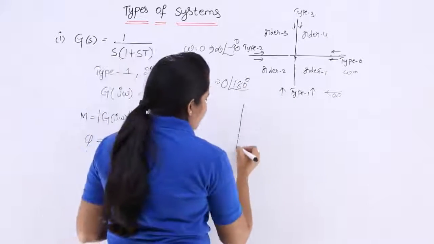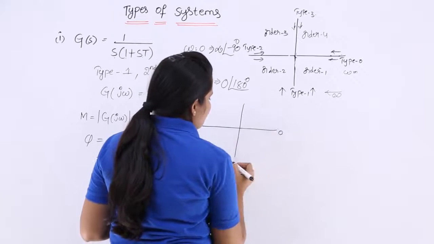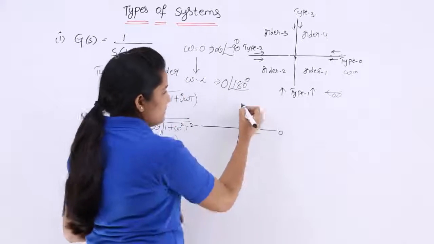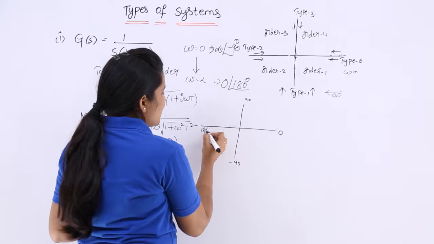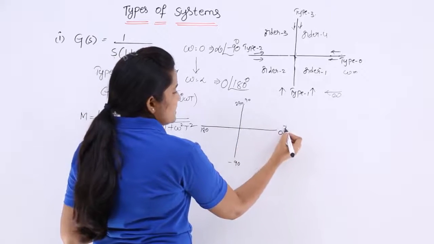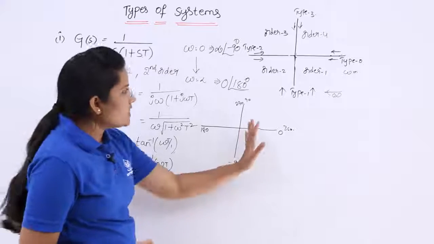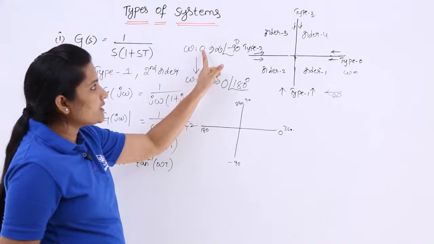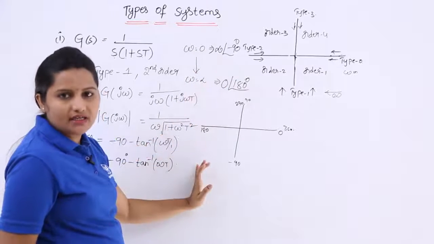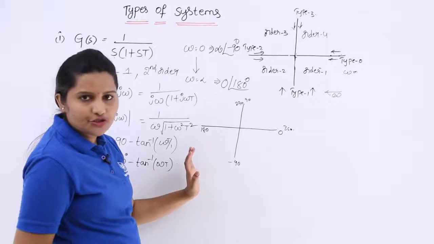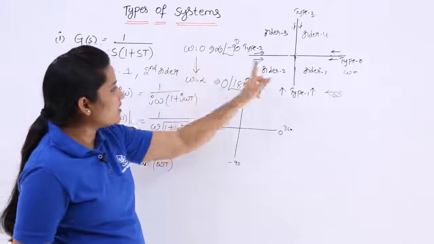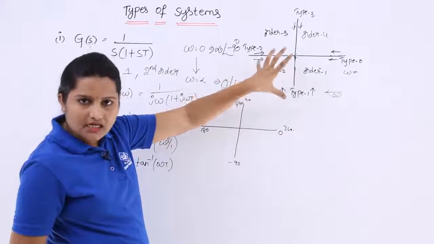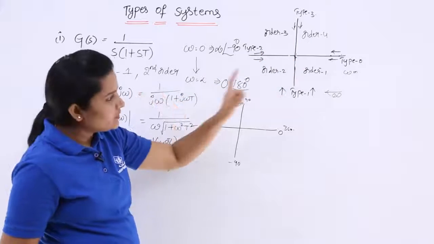So if you consider this as 0, minus 90 here and plus 90 here, this is 180, this is 270, and again this is 360. Now at omega equal to 0, the magnitude is infinity, and we do not know the magnitude value. As this is type 1 and second order, the plot starts here and ends here, starting and ending in the same coordinate.